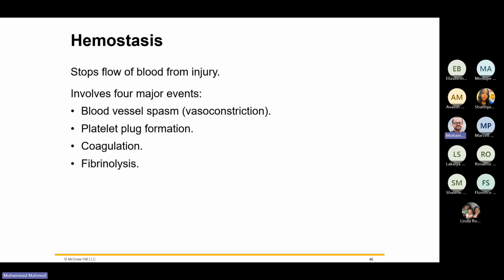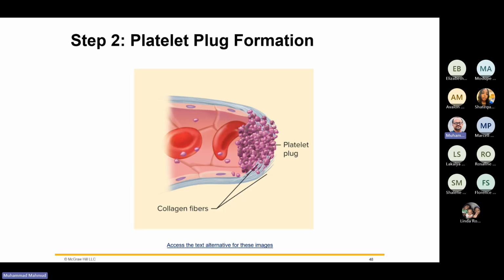Step two, if the vasoconstriction is not enough to stop it, the blood vessel releases chemical signals to call platelets to the injury site. Platelets begin to cluster on the site of injury and clump together to form a platelet plug. This process is known as primary hemostasis. Okay? So platelets will make a plug over that area.